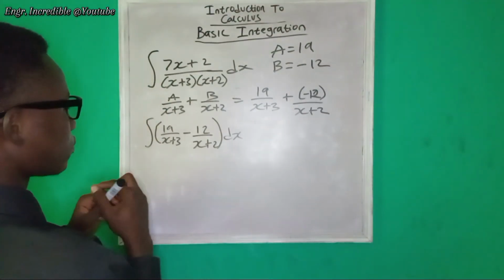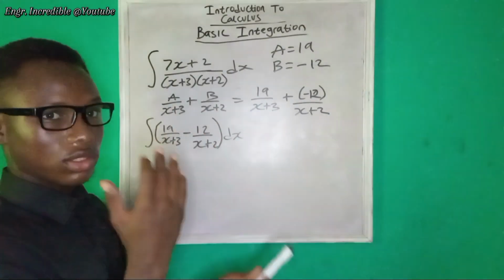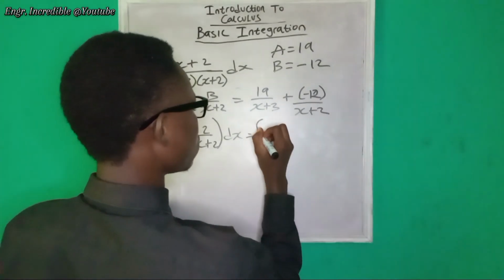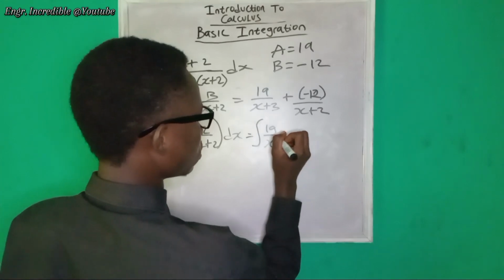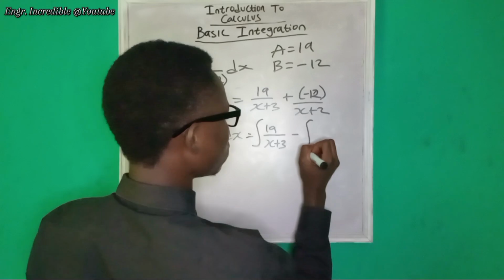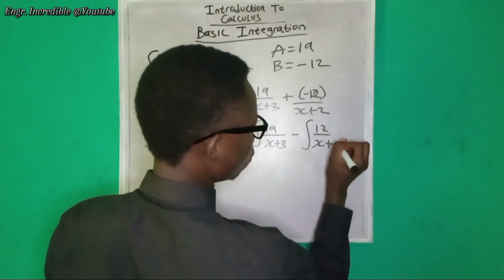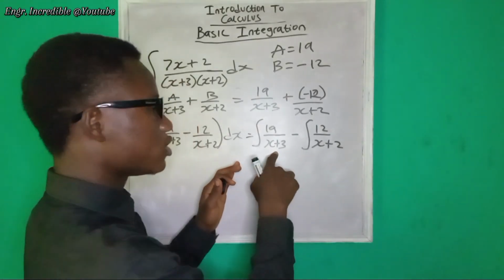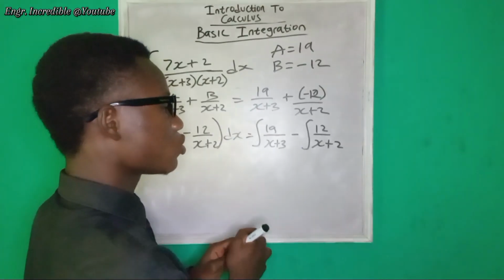So right here, let's just break it down into two parts because of the subtraction sign. So now this is the same thing as the integral of 19 over x plus 3 minus the integral of 12 over x plus 2. This is the exact same thing. So right now, in order to solve this, we'll make the bottom one become u.